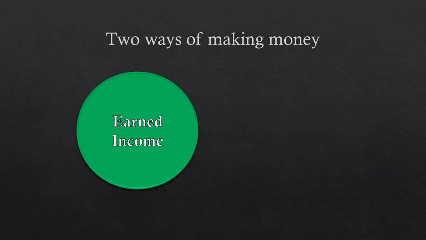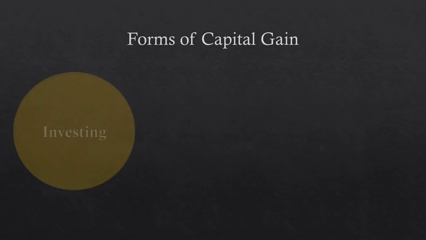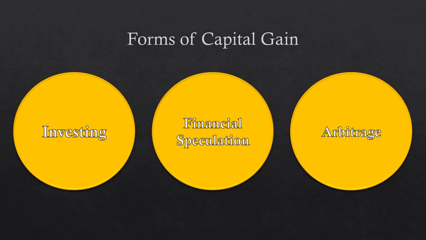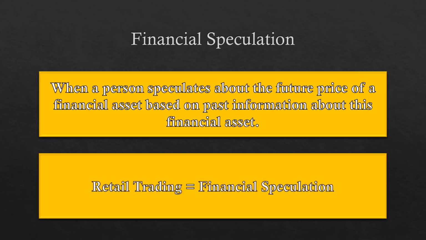The other way of making money, which is completely different from earning an income, is through capital gain. Capital gain happens when a profit is generated due to a change in the price of an asset. For example, if you own stocks and the price goes up, you make a profit. That's capital gain. There are several ways of gaining capital like investing, speculation, and arbitrage. For the purposes of this course, we are interested in a form of capital gain called financial speculation. Financial speculation is when a person speculates about the future price of a financial asset based on the past information about this financial asset. It should be clear to you that retail trading is financial speculation.